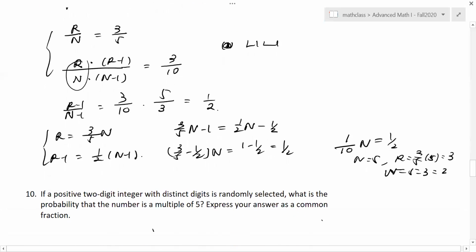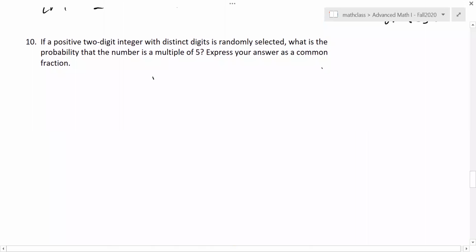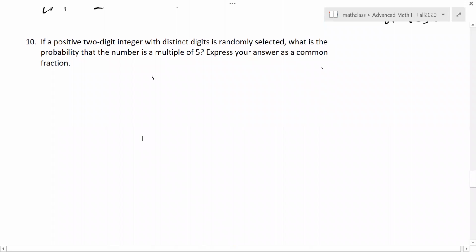At the end, I decided to talk about the last problem. If a positive 2-digit integer with distinct digits is randomly selected, what is the probability that the number is a multiple of 5?